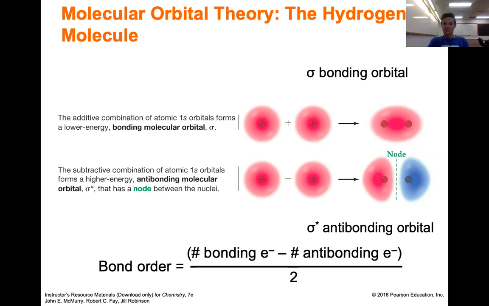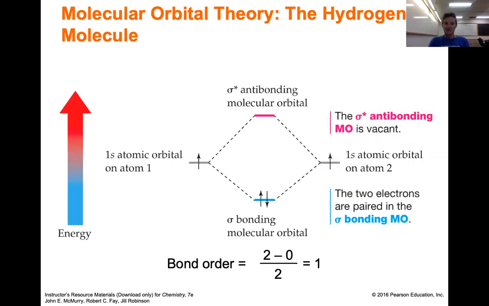So in order to figure out the bond order, you're going to count how many electrons are in bonding orbitals and subtract from that those that are in anti-bonding orbitals, divide by 2, because a bond is 2 electrons. And so we'll do some examples using that equation.